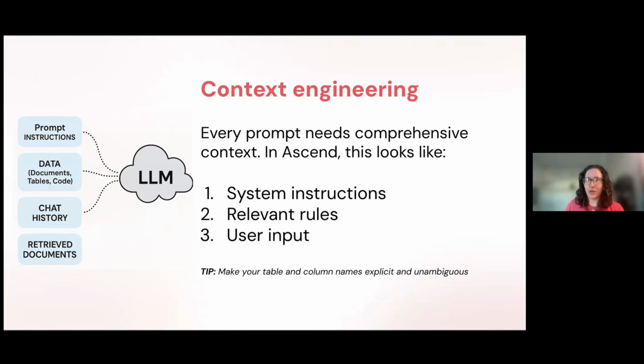That's just the tip of the iceberg. Other things that get in are data, the chat history, retrieved documents, and really just relevant context for what you're doing around that prompt. So in Ascend, what this looks like is system instructions that get added to every prompt, and relevant rules, where maybe a user is asking about a specific topic, and then we can pull up a deep dive of hundreds of lines about that one topic. That would be a relevant rule coming in, and then user input.